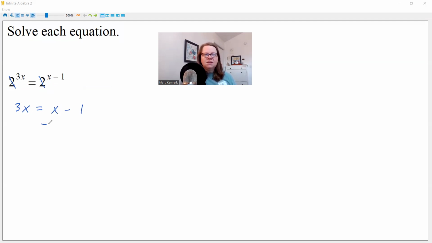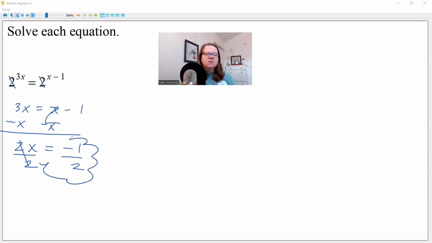So let's get the x's together. Let's subtract x from both sides. 3x minus 1x is 2x. x minus x is 0. And so we just have -1 over here. We divide by 2, then x is -1/2. And that is our solution to this equation.